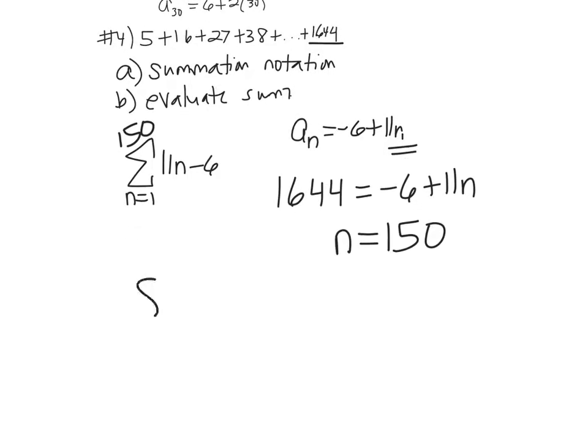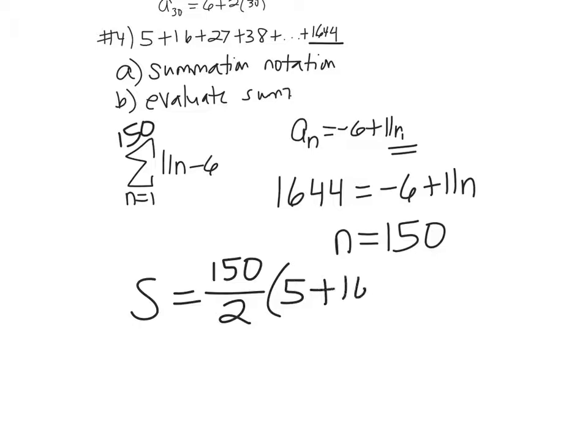And so I can either use my calculator, which go ahead, I'm not going to stop you, or I can do just the sum formula for arithmetic would be 150 over 2, first term plus the last term. Let's see what that ends up being. Times 5 plus 1644. Let's see if you got it. I got 1, 2, 3, 6, 7, 5. Yep.